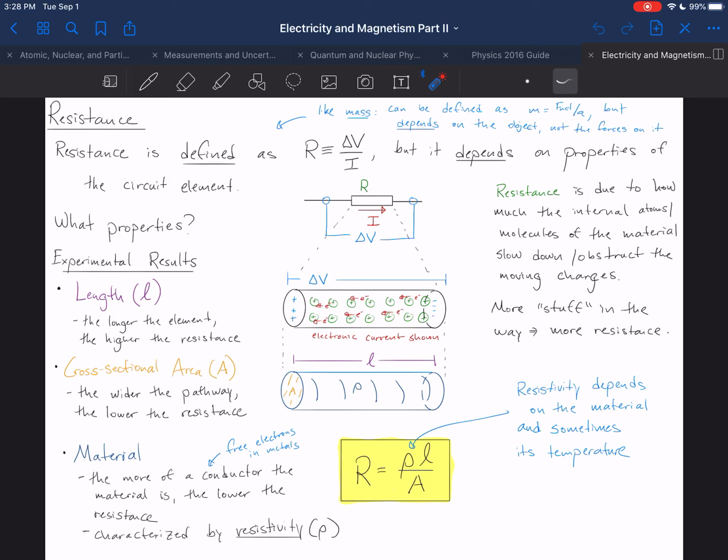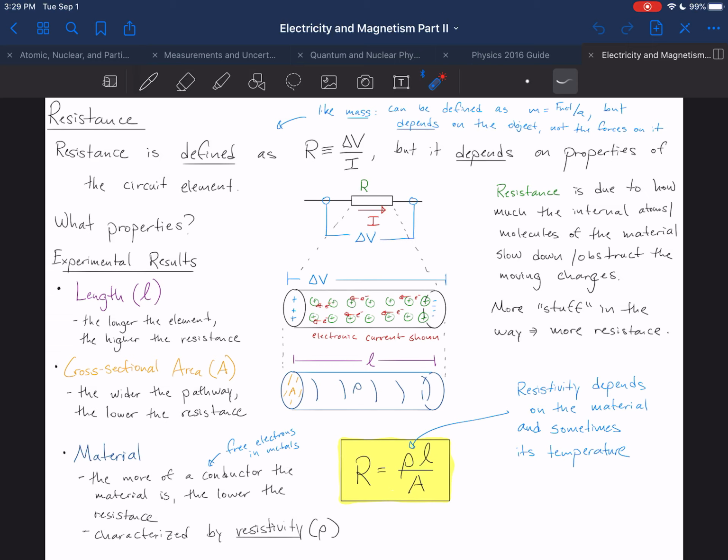The second thing it depends on, which is less obvious but also true, is the cross-sectional area. If this is a cylindrical resistor, the cross-sectional area is the area of the face. It corresponds to the idea that the wider and more expansive the pathway is, the easier it is for the electrons to move through it. So even for the same object of the same length, if you make the cable thicker, for example, you have much lower resistance.